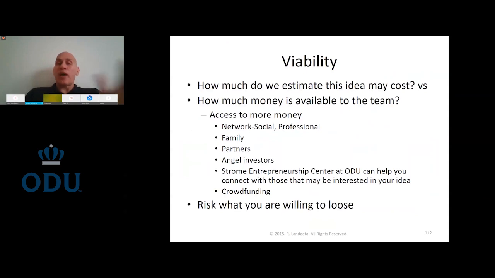Who funds that? There are many different ways that you can actually find money for your ideas: your network, your family, your partner, angel investors. Here in ODU, you may actually get some little funding for your projects, or do crowdfunding. And always remember that you only will risk what you are willing to lose. You put 10 hours a week in this initiative for 1 month and let's see where it goes. You put $1,000 in this initiative and let's see how it goes. After $1,000, you're out, next one is coming. That is a real systematic investor.